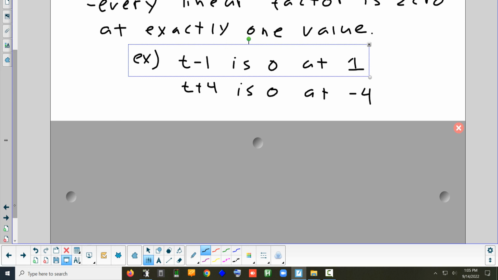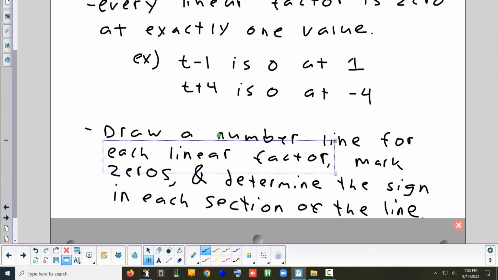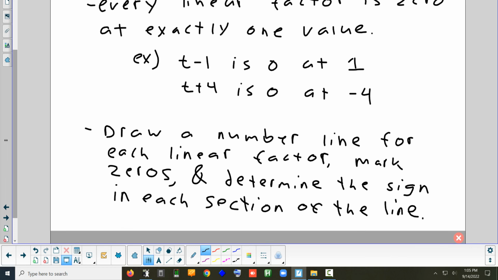So what we're going to do now is, after we know the value you can plug in to get 0, we're going to mark that on a number line. The value that gives you 0. After you mark the spot that gives you 0, then you're going to split your number line into 2 sections. Here's your number line. Here's the spot that gives you 0. I have a left section, and I have this right section.